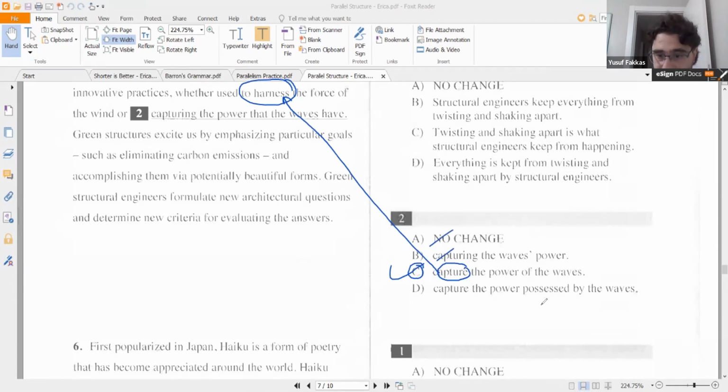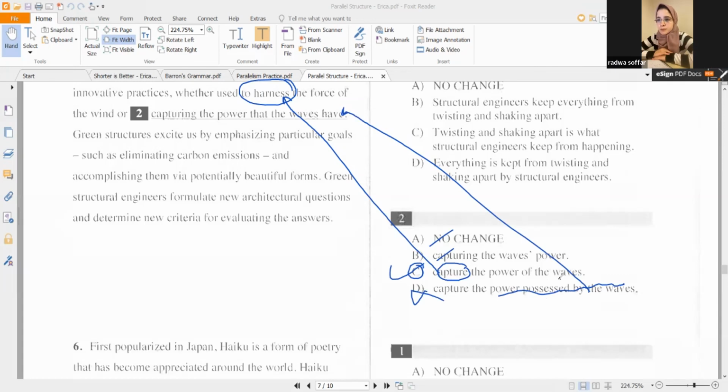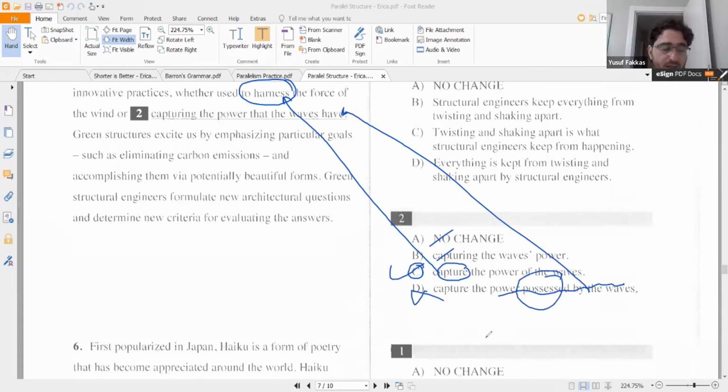We cannot choose D because here, look, capture the power possessed by the waves, which is wordy. It gives us the same meaning as the waves have, right? But it's also passive, possessed by. So it's passive, and that's why it's wordy. For these two reasons, D is wrong.